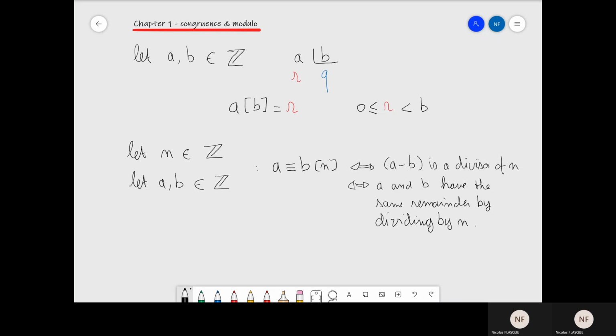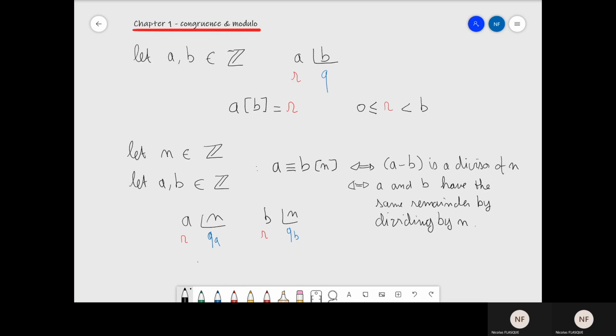Okay, so let's make a quick proof of the fact that A minus B being a divisor of n is equivalent to the fact that A and B have the same remainder by dividing by n. So, for example, let's divide A by n. We'll have a quotient QA and some remainder R. Let's divide B by n. We'll have another quotient QB, and the hypothesis is that the remainder is also R.